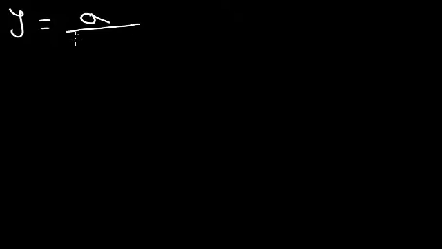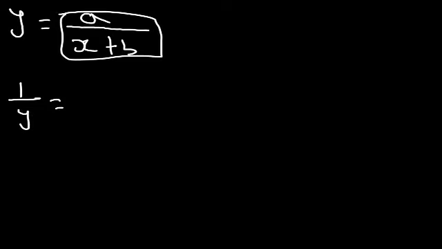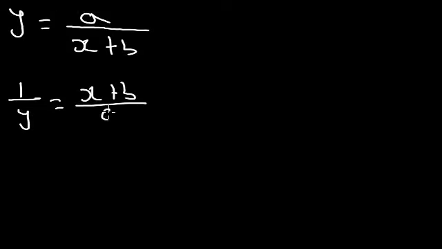Feel free to pause the video and check this question out yourself. y equals a divided by x plus b. Pause the video and figure this out. So what should we do in the first place? Well, what I would suggest is that we take the reciprocal of y. If y equals this, then 1 over y will be equal to flipping this fraction, x plus b, all divided by a.